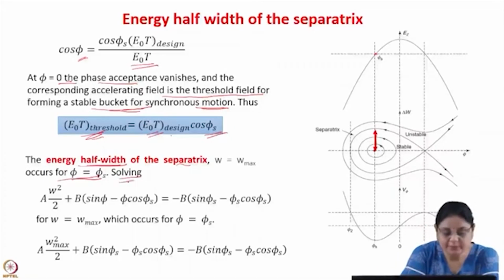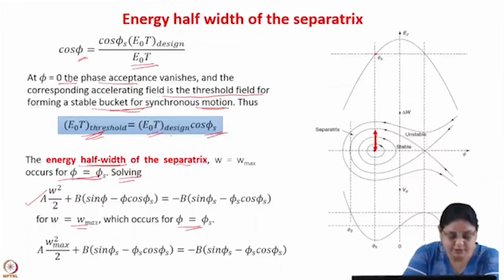So solving the equation for the trajectory, we can put phi equal to phi s there. So we get a w square by 2 plus b (sin phi minus phi cos phi s) is equal to minus b (sin phi s minus phi s cos phi s). For w equal to w max, which occurs at phi equal to phi s, we can write this expression. So here we can substitute phi equal to phi s, and we get this expression.